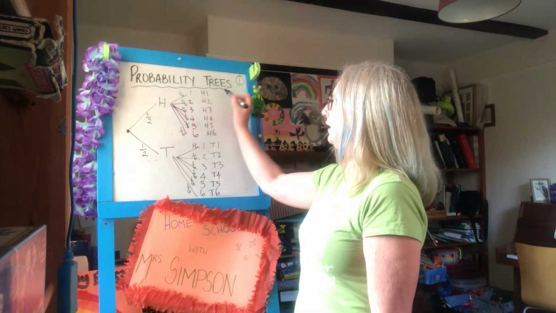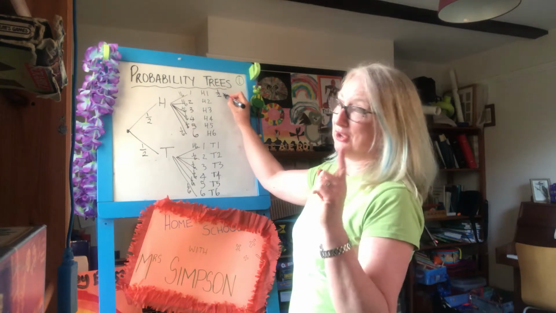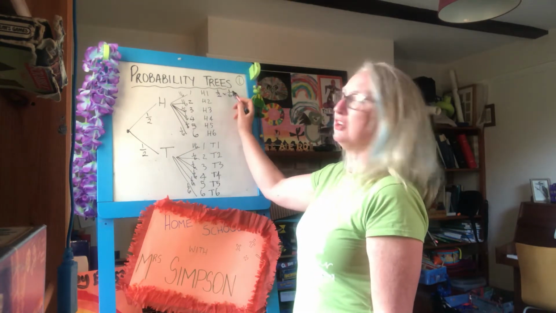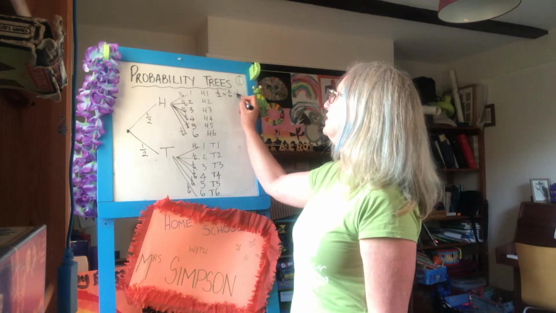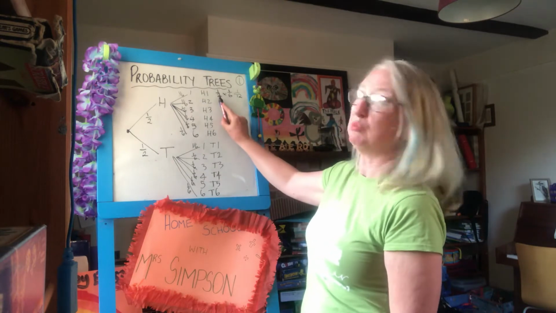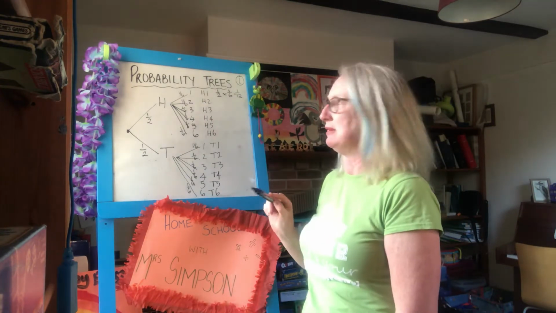Heads and 1. Probability of heads is a half, and times chance of a 1 is a 1/6. What's a half times a 1/6? Oh my goodness, it's a 1/12. So if we'd done it without the whole tree, we could have just used the probabilities, a half and a 1/6, and we would have got the same answer.